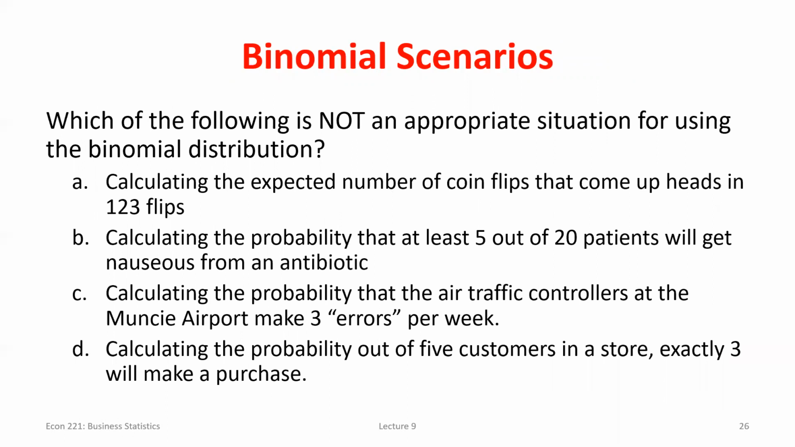So let's talk about situations where we can use the binomial. Actually, sorry, we're looking for which one does not fit the binomial here, right? So let's say the first one is: calculate the expected number of coin flips that come up heads in 123 flips. Well, this sounds a lot like what we're doing, right? Our number of trials here would be 123.